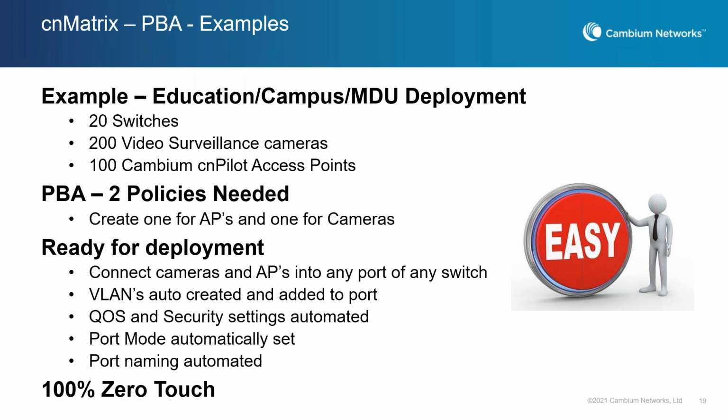You can start plugging in these 100 access points, and you just physically plug it in and walk away. You don't need to manually log into the switch. You don't need to manually configure anything. You physically plug these devices in. The PBA feature will automatically detect the device and automatically enforce the policy if there's a match. So the correct VLANs will be created. Any QoS or security settings that you have will automatically be configured. So truly 100% zero touch.